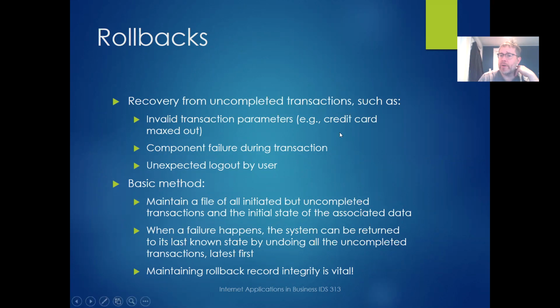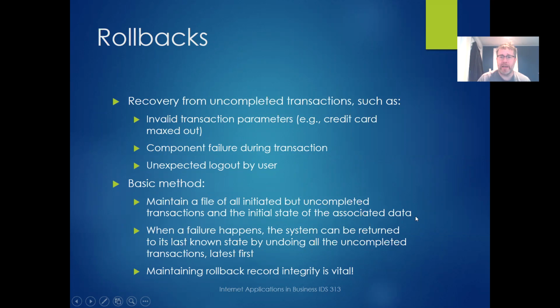Or if there's a failure during a transaction, right? So some server fails while the transaction is ongoing and you lose what's going on. Or the user unexpectedly disconnects from the system. All sorts of things like that are fairly routine and you need to have your system be able to recover from them. The basic method for rollbacks is you keep a file of all transactions that have been started but haven't been finished, and you track the initial state of any data associated with them.